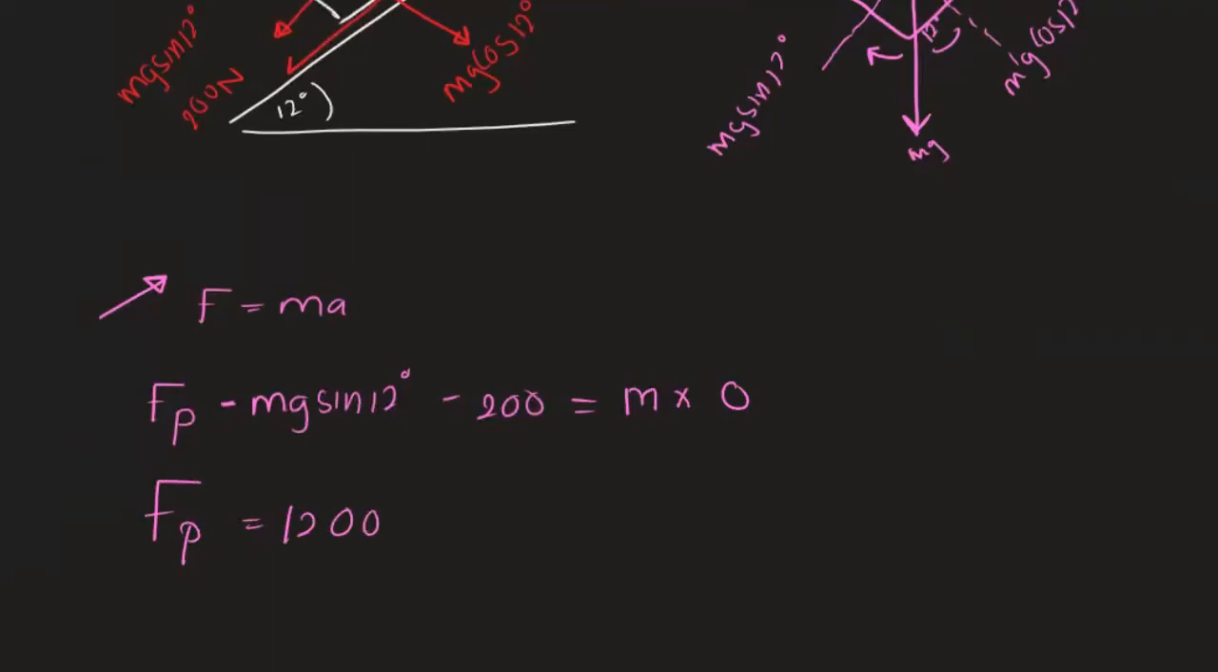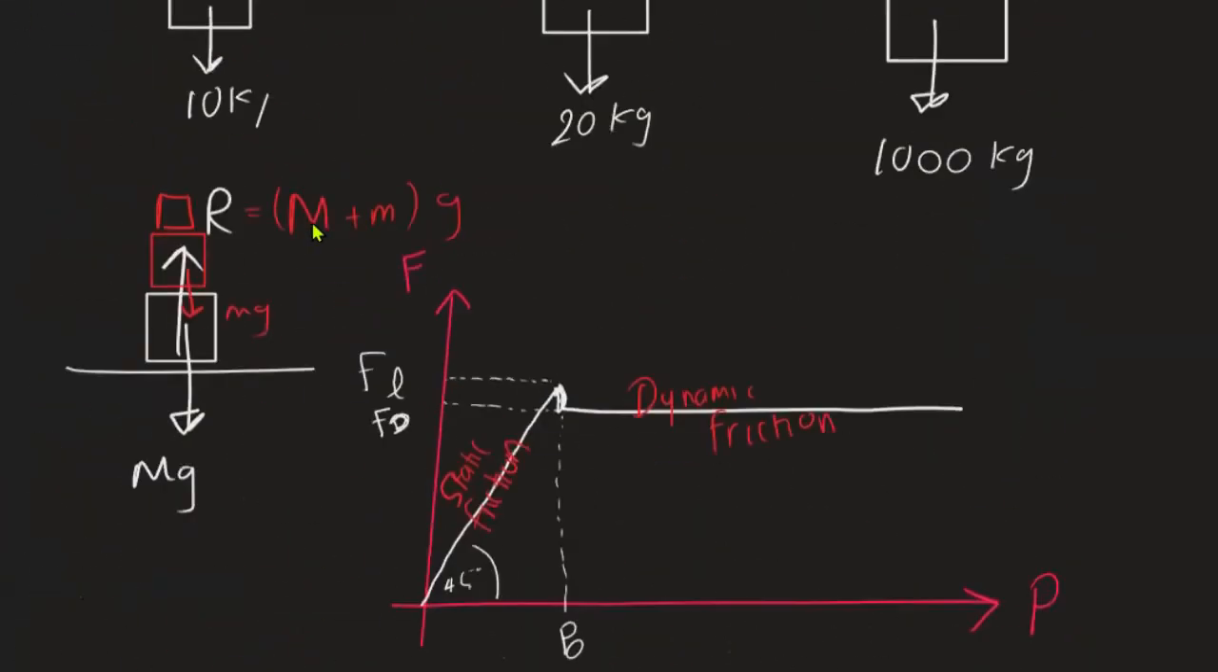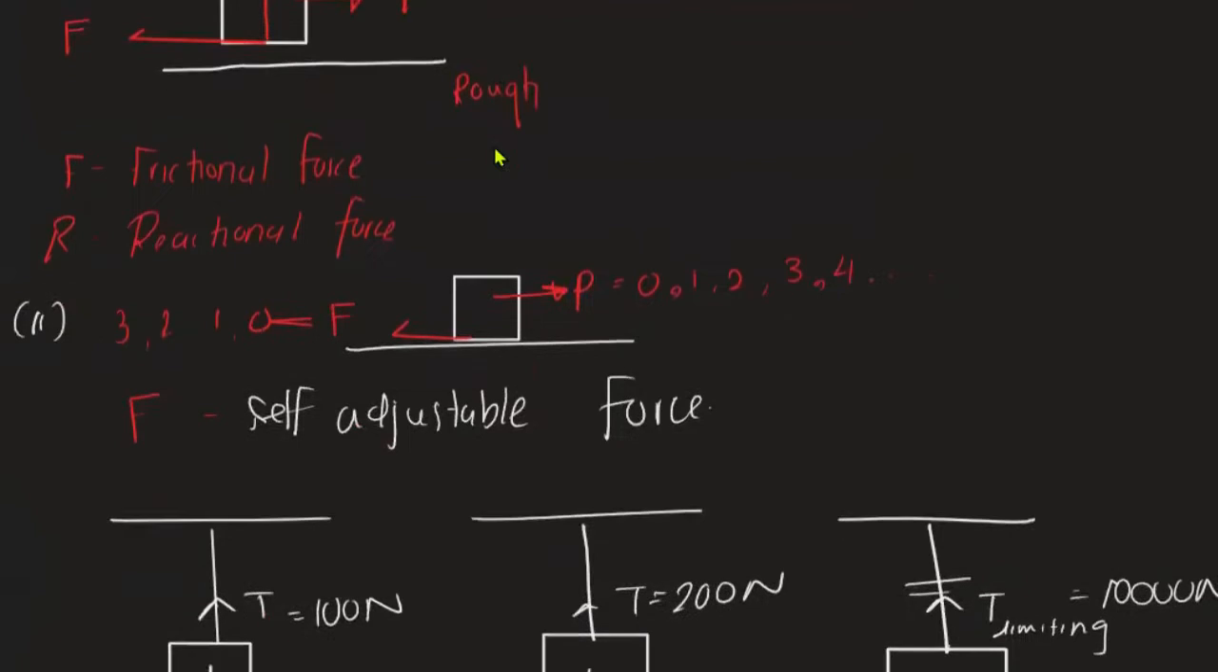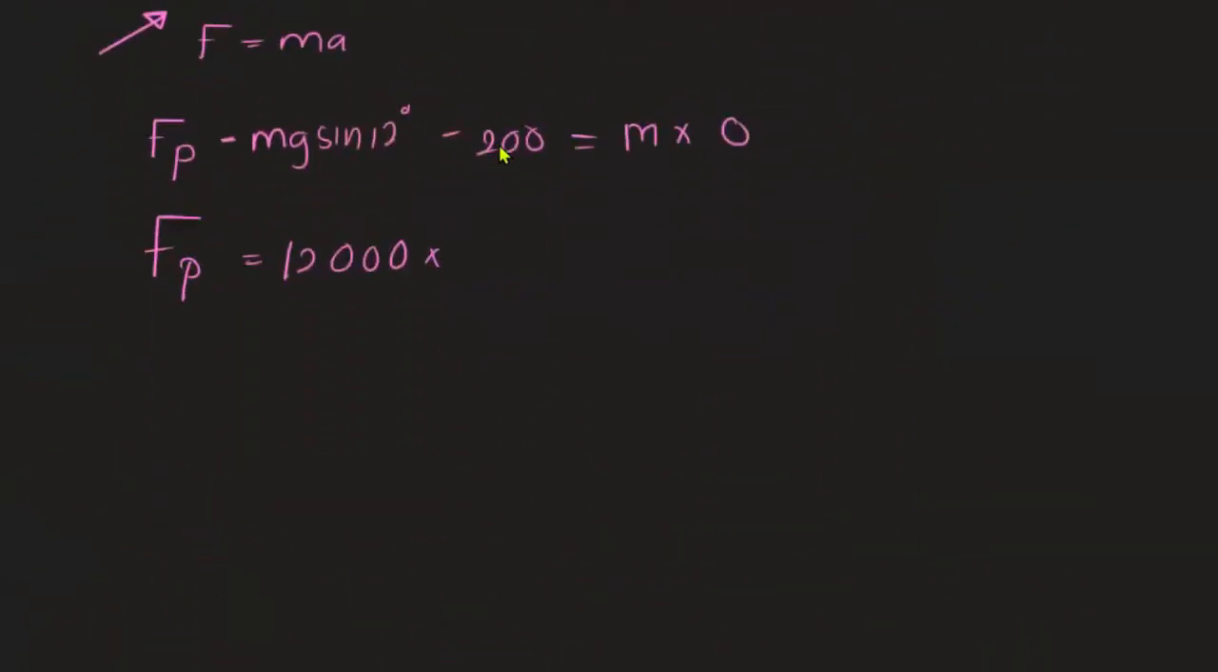Mg is 12,000, I guess, right? 12,000 into sine 12, which was given as 0.2. So it's going to be 0.2 plus 200, right? So Fp is going to be, we will do the calculation, 12,000 into 0.2 plus 200. It's going to be 2,600, right? This is going to be 2,600 Newton.